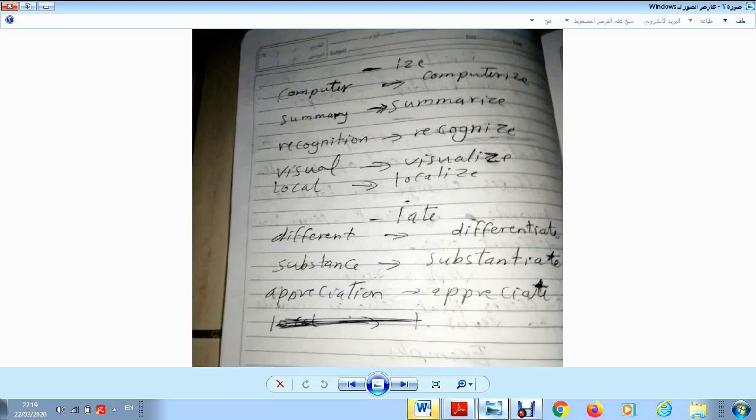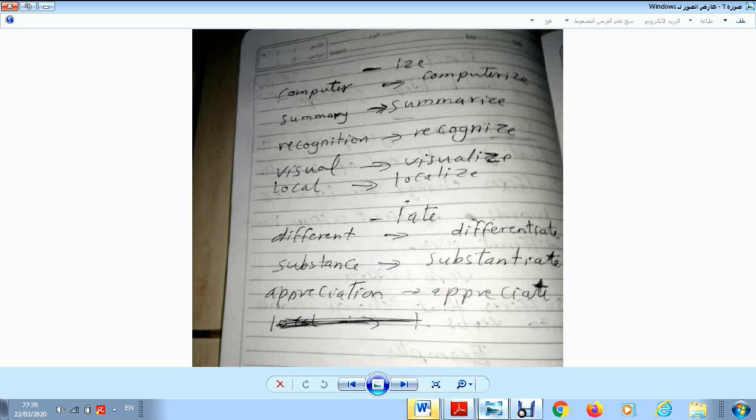Okay, another suffix is ize. I-Z-E. Words like computer, summary, recognition, visual, local can have the ize at the end to become verbs. Computerize, summarize, recognize, visualize, and localize. Of course, you can use your dictionary for further investigation of meanings.